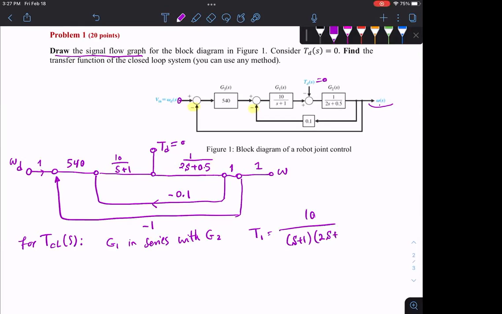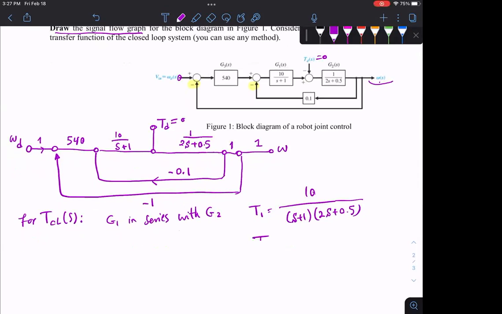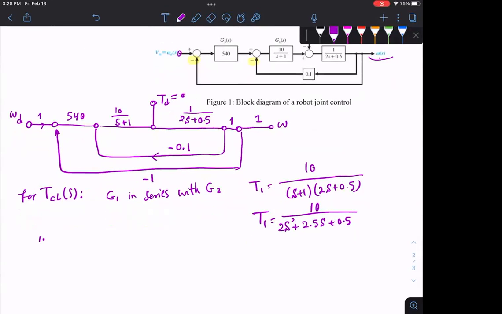I made a mistake here, which I have to rewrite my solution. Now, if this was easy to multiply, do it right away. Did I write something wrong? No. So it is 2S squared plus 2.5S plus 0.5. Now, this transfer function is in feedback with 0.1. So I'm showing my thought process, right?